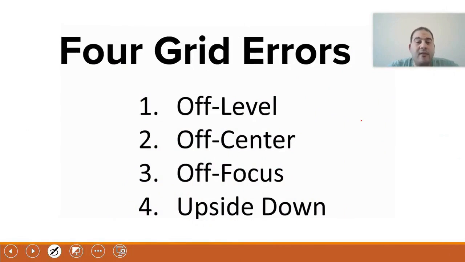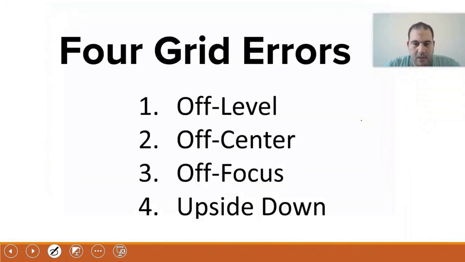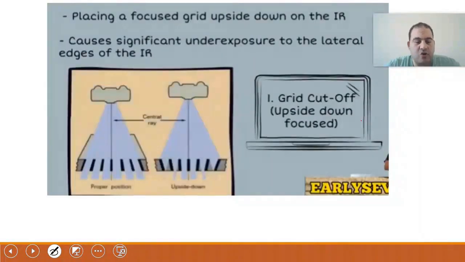I have 4 grid errors. One is called off-level, another is called off-center, another is called off-focus, and the last one is called upside down. So what is off-level, what is off-center, what is off-focus, and what is upside down? Upside down means that the grid itself is inverted.